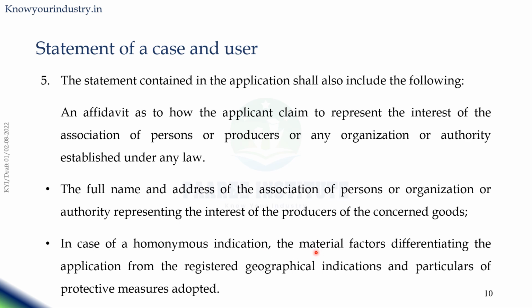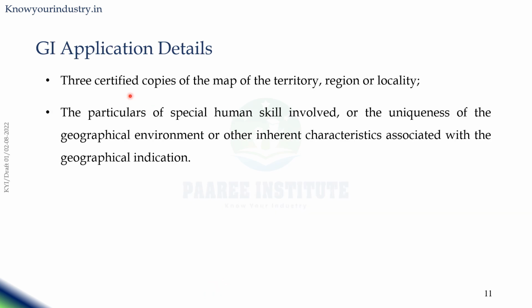What are the material factors differentiating the application from the registered geographical indications and particulars of protective measures adopted? Those details need to be given with the application. Further, three certified copies of the map of the territory, region or locality need to be submitted. And the particulars of special human skill involved in handicraft cases, or the uniqueness of the geographical environment or other inherent characteristics associated with the geographical indication, those details need to be submitted with the application.